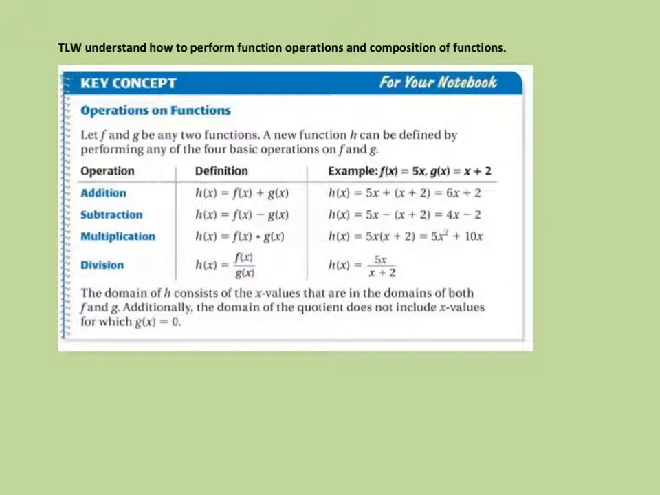Now here's the thing. It says the domain of h consists of all the x values that are in the domain of both f and g. Additionally, the domain of the quotient does not include x values for which g of x is equal to 0, because remember, denominators can't equal 0. Okay, so we'll see what happens here. So let's take a look at some examples.